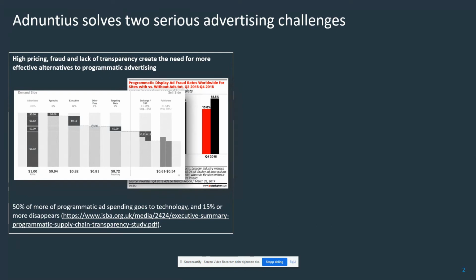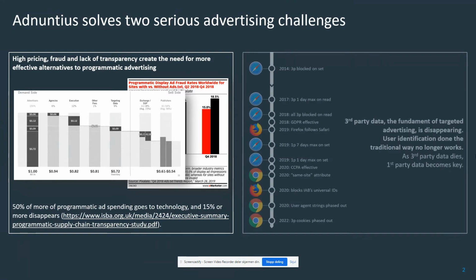The ISBA released a report in May 2020 showing that half of advertisers' money is spent on other things than actual media buying. And perhaps equally important, 15% of the money is lost without a trace. It is safe to say that programmatic advertising has a problem with cost and transparency.